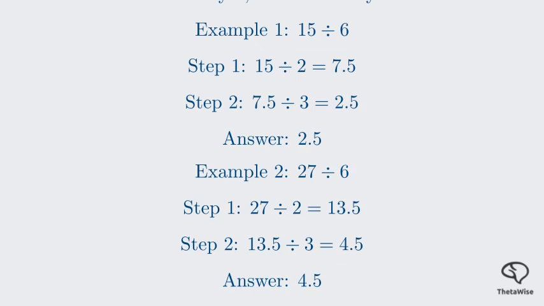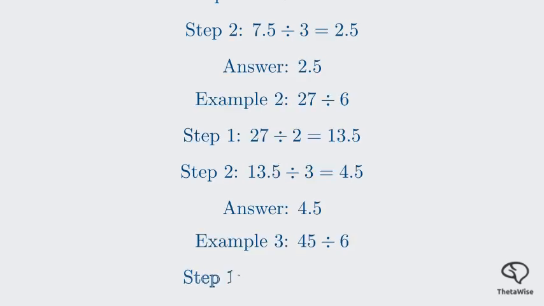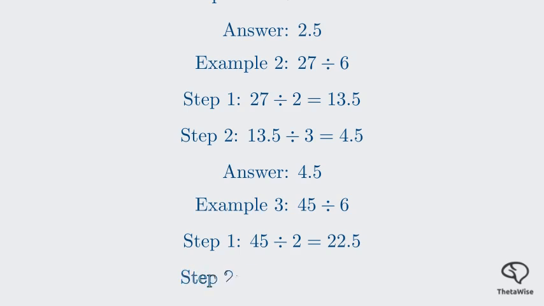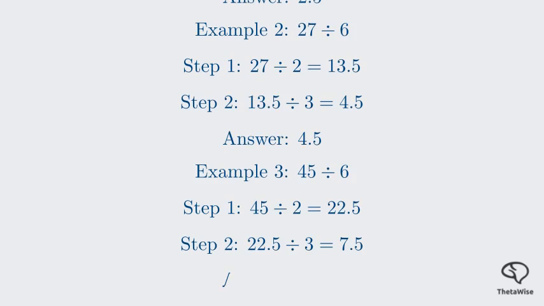Let's do one more. What is 45 divided by 6? First, divide 45 by 2, which is 22.5. Then, divide 22.5 by 3, which is 7.5. So, 45 divided by 6 is 7.5.